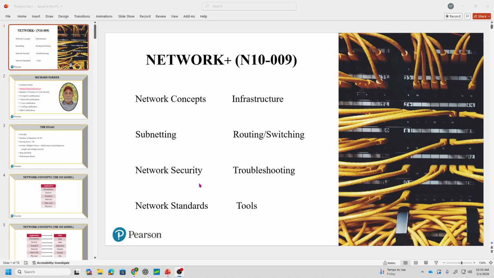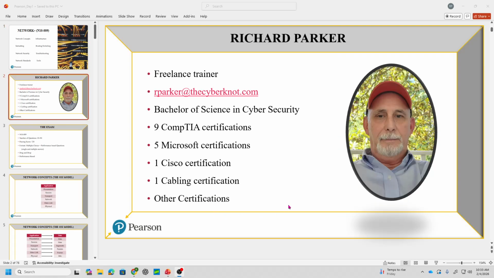We're going to look at the Network Plus N10-009, and we'll cover some network concepts, infrastructure, subnetting, routing and switching, network security, troubleshooting, network standards, and tools in this course.